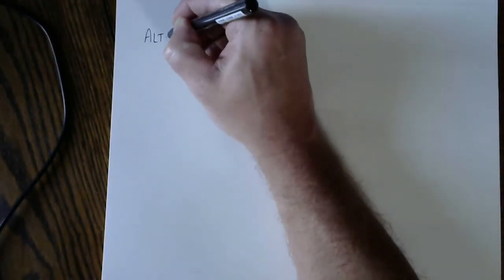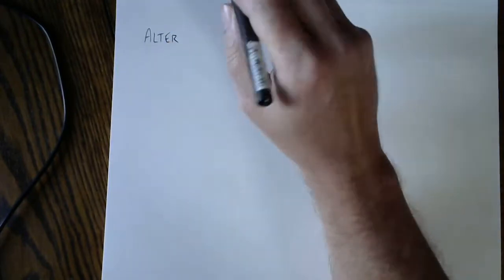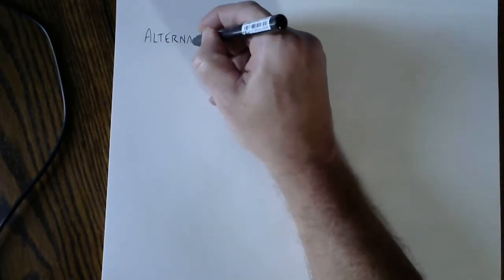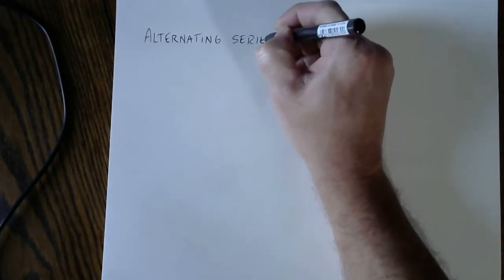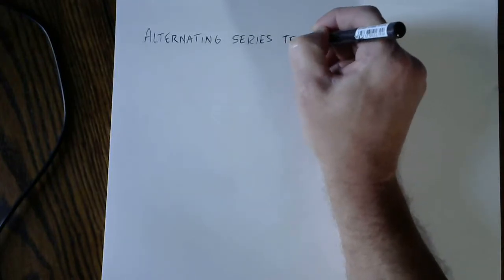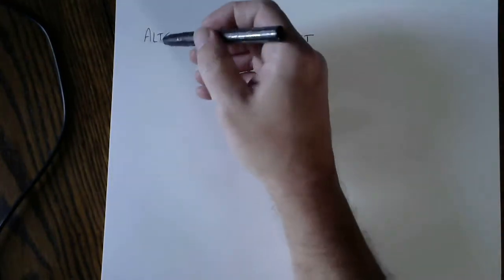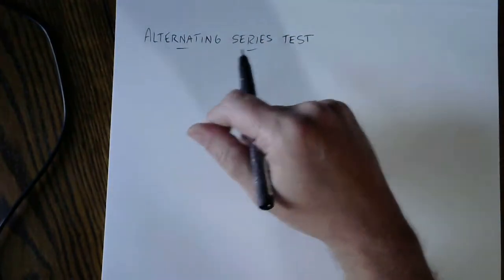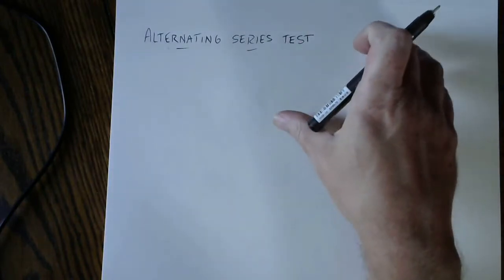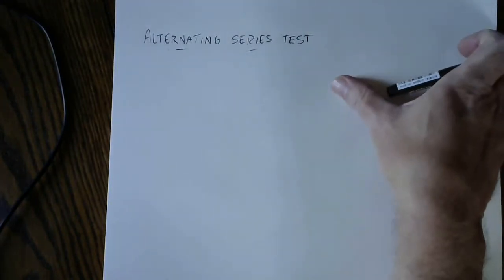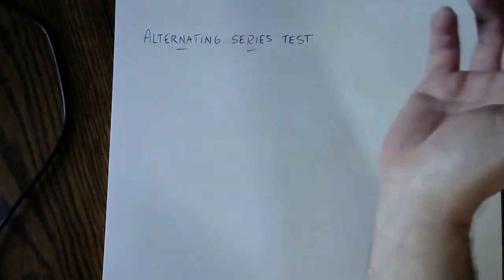Okay, the next test that we're going to learn is in section 11.5, and this is called the alternating series test. So like the name says, this will be used on what we call an alternating series. This is the only time when this test would be applicable. It doesn't necessarily mean that you have to use this test on an alternating series, but that's when you would think about it. So what is an alternating series?